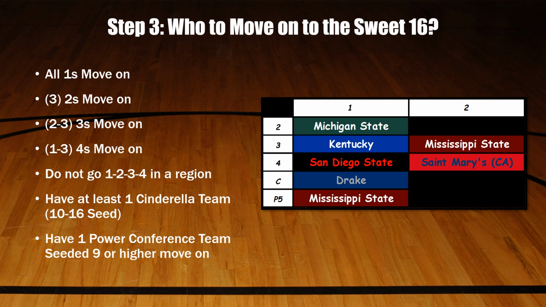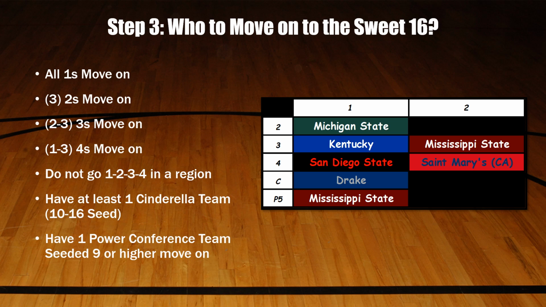Okay, so how do we select who moves on to the Sweet 16? Well, first, all the 1 seeds should move on. How about the 2 seeds? Well, only 3 twos should be moving on. Which one did we select to get knocked out? That would be number 2 Marquette, losing to number 7 Michigan State, because this was our closest net rating differential for all 2 seed matchups.